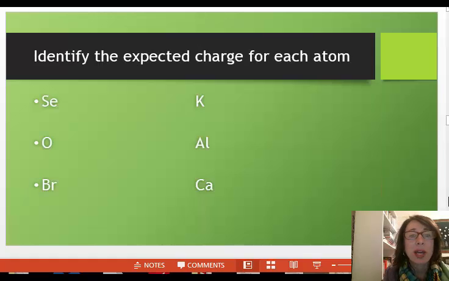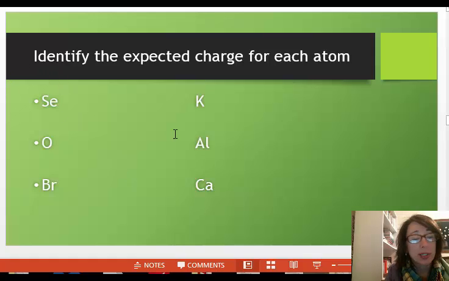Let's see if you can apply what you've learned. Pause the video and assign the expected charge for each of the atoms listed. Capital S, lowercase e, or selenium, capital K, or potassium, capital O, or oxygen, capital A, lowercase l, or aluminum, capital B, lowercase r, or bromine, capital C, lowercase a, or calcium.